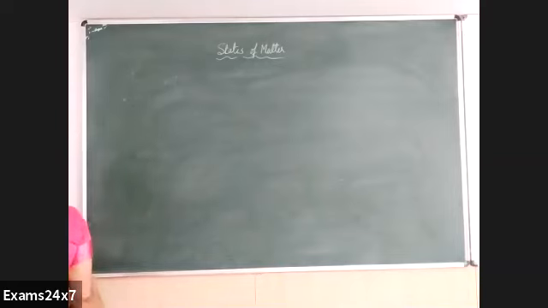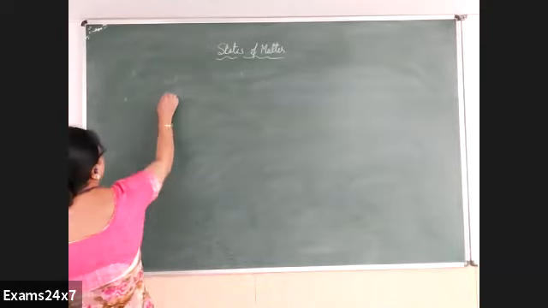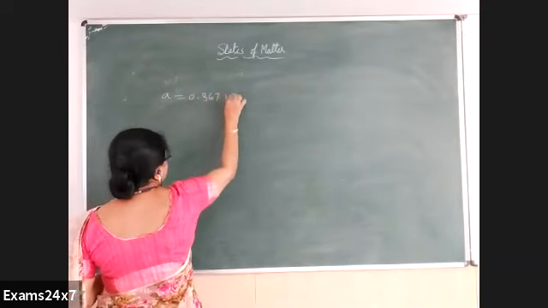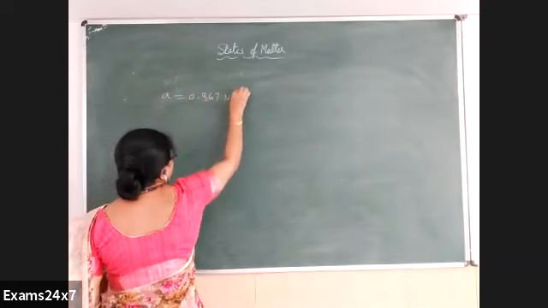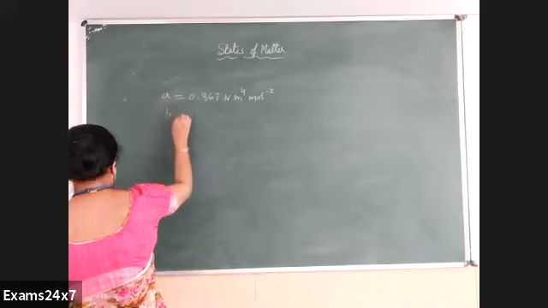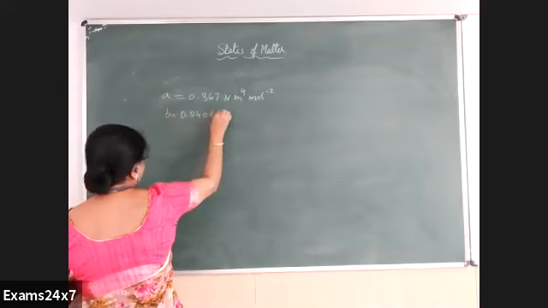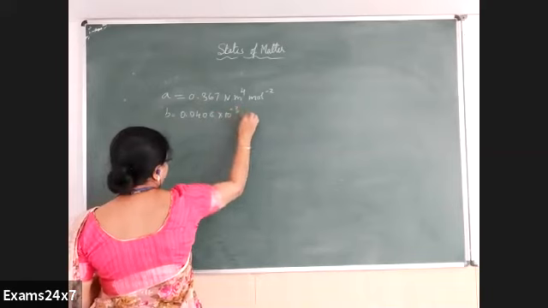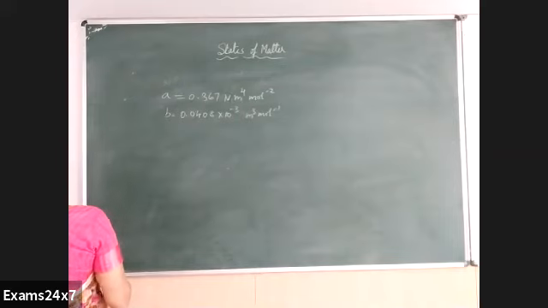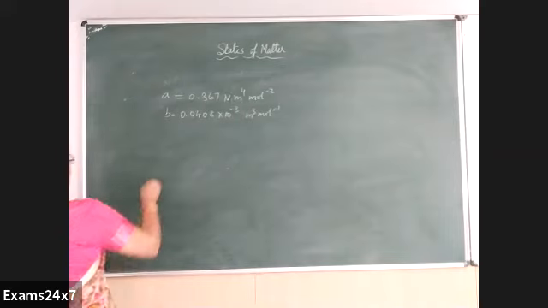Now to the next question. The van der Waals constants for gaseous HCl are given as A equal to 0.367 Newton meter power 4 mole power minus 2 and B equal to 0.0408 into 10 raised to minus 3 meter cube mole inverse. Calculate critical constants of the gas.